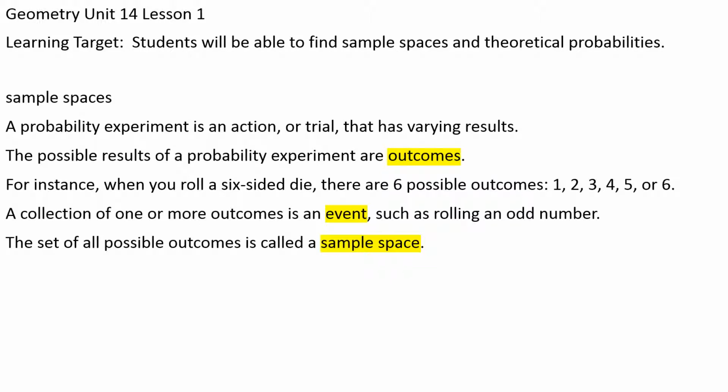And then if I look at everything that's possible, that's the sample space. So if I roll one six-sided die, the sample space is 1, 2, 3, 4, 5, 6. Or if I was going to toss a coin, the sample space would be heads or tails.